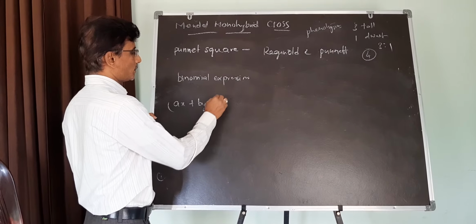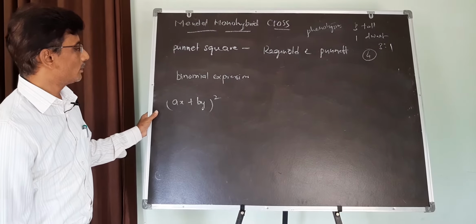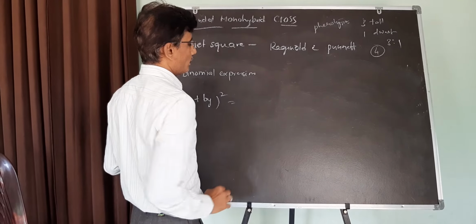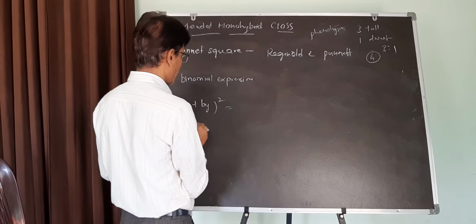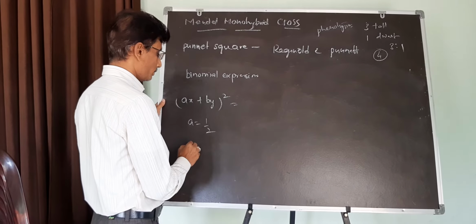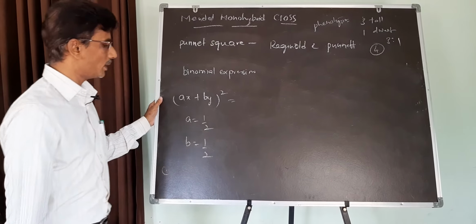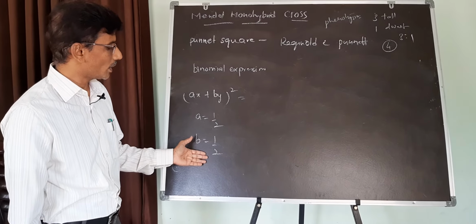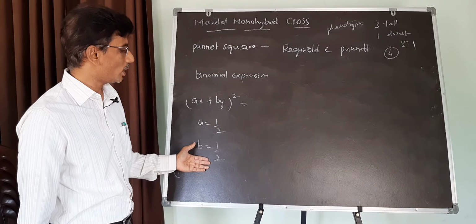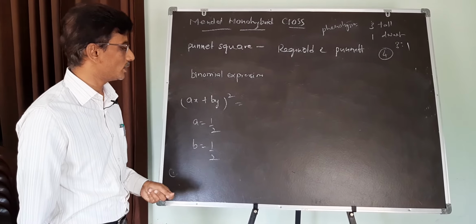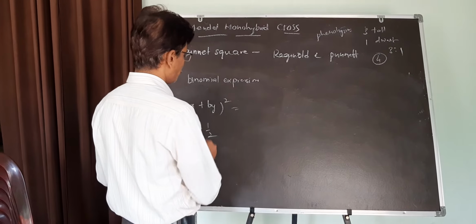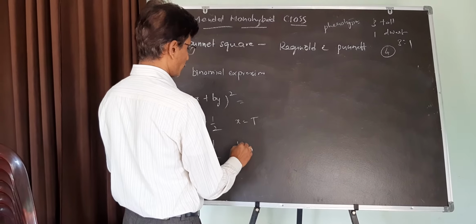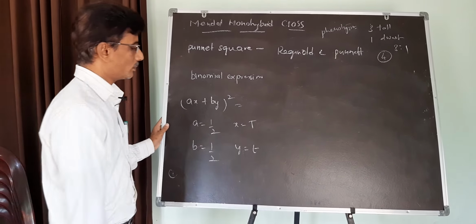In a binomial expression, as you know, (x plus y) whole square, you can write the same. Here a is 1/2, b is also 1/2. Why? Because the capital T allele has a 50% chance, and likewise the small t allele also has a 50% chance of fusion with the other alleles. So next, x and y: x means capital T, y means small t. So how can you apply this?